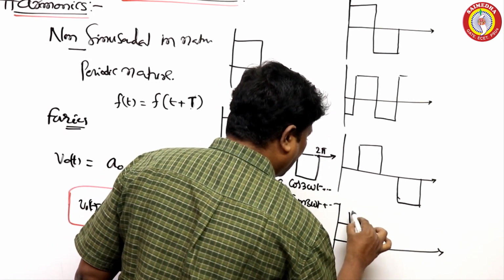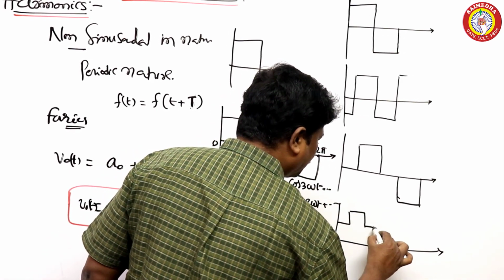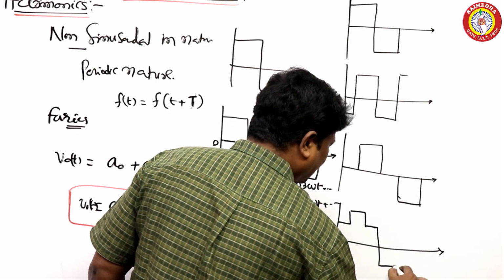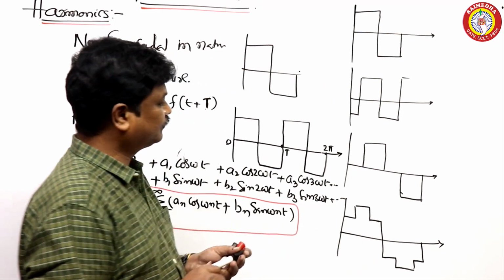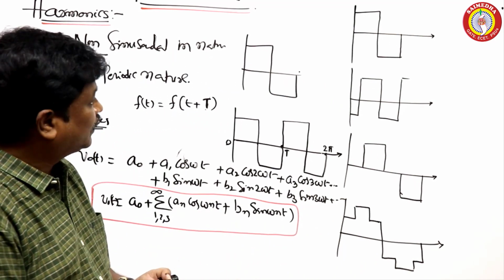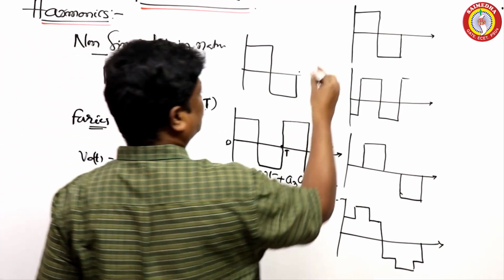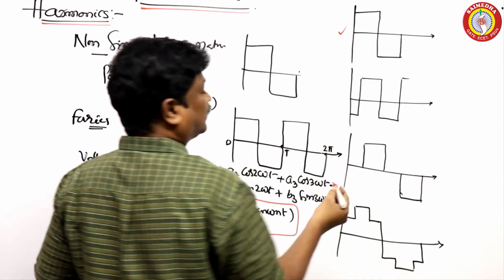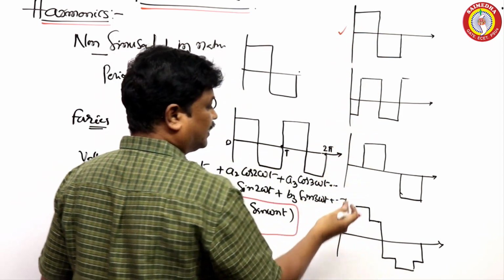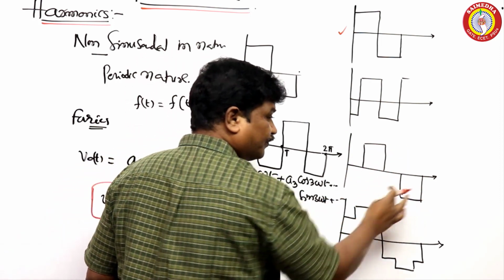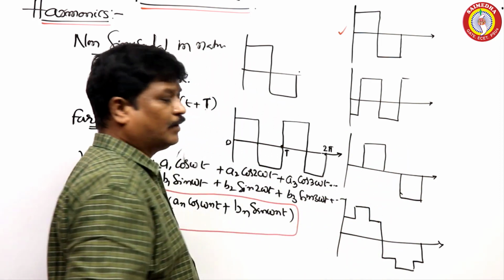This waveform, if you have already studied power electronics, you may have observed somewhere and will have an idea. Sir, you see, this is one square wave. This is one square wave with some advanced angle of alpha. This is a quasi-square wave. This is a stepped function.